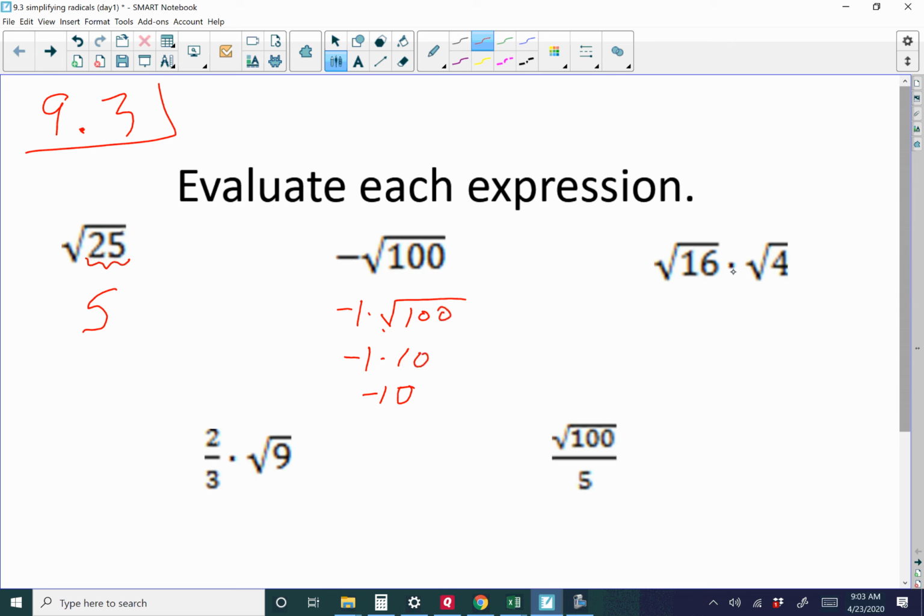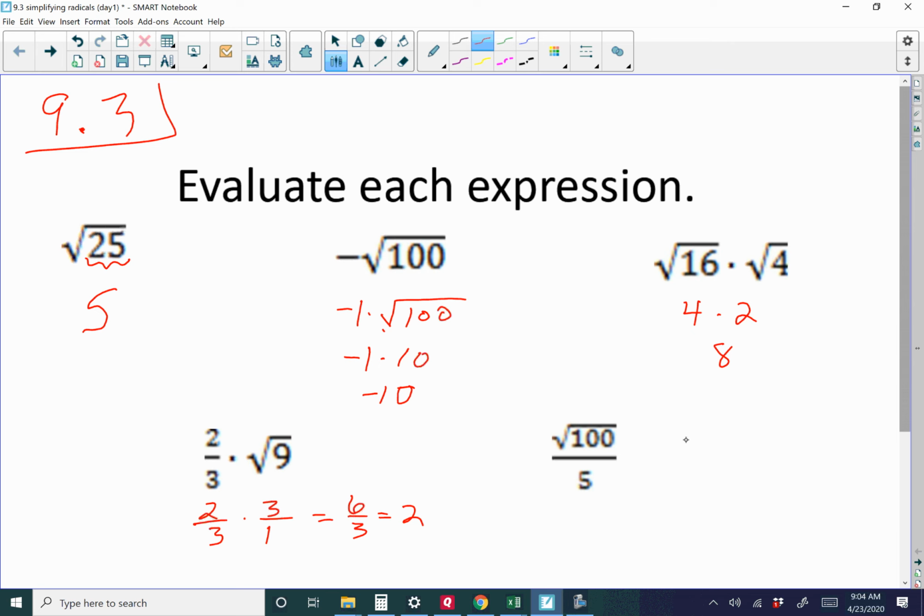Square root of 16 times square root of 4. Well, square root of 16 is 4 times square root of 4 is 2. And what do we have? An answer of 8. 2/3 times the square root of 9. So that's 2/3 times 3. And I could say 3 over 1 if you want. 2 times 3 is 6 over 3. Gives us, let's go over here, 6 over 3 gives us an answer of 2.